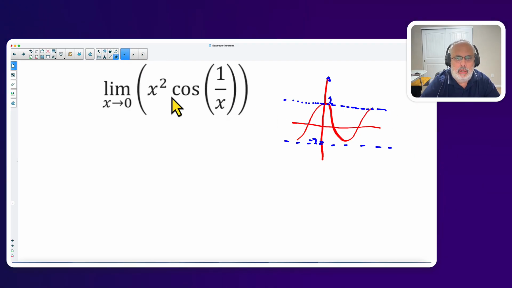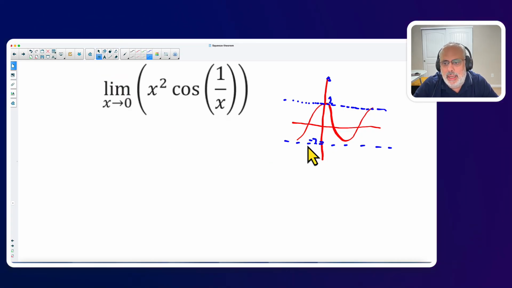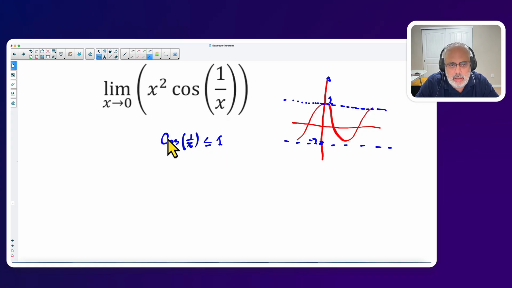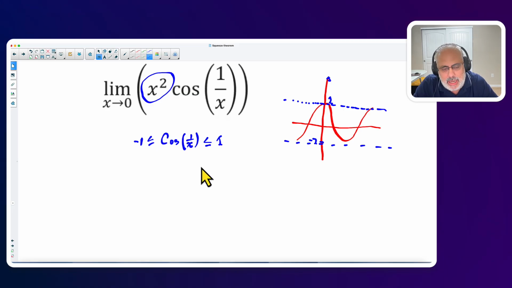So this function here is cosine of 1 over x, which is in between 1 and -1. This is important, so I can put it right here. The cosine of 1 over x, it doesn't matter what the argument is, is less than or equal to 1 and greater than or equal to -1. And then we have another element here, which is a parabola, it's a quadratic.